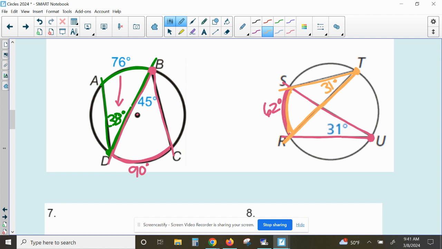And that is all we can get from this picture because we don't have any diameters cutting that circle in half. And we don't have any more anything. We don't have any good triangles where we have two angles of it.